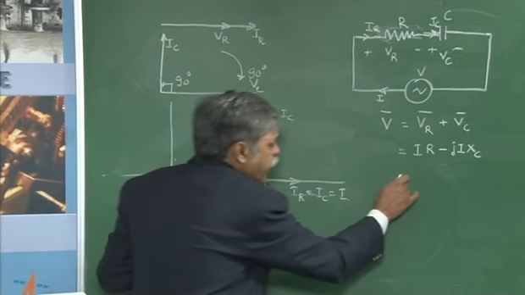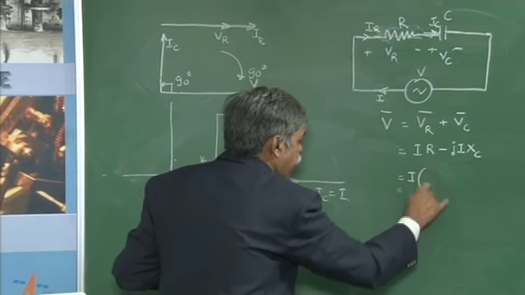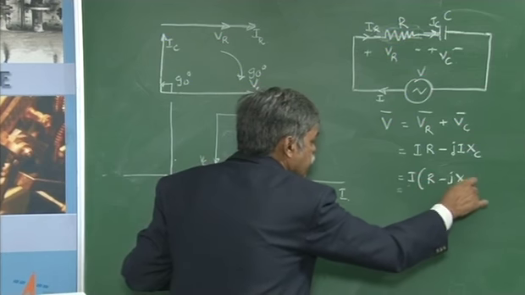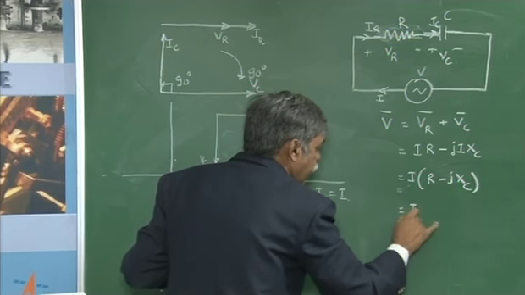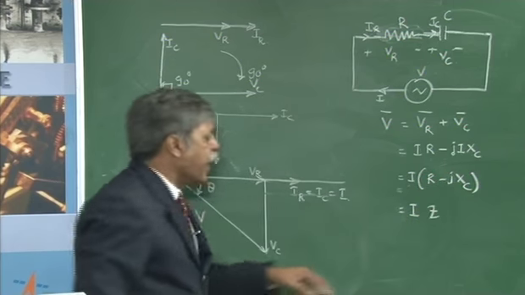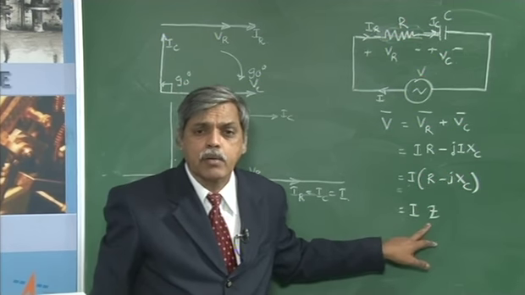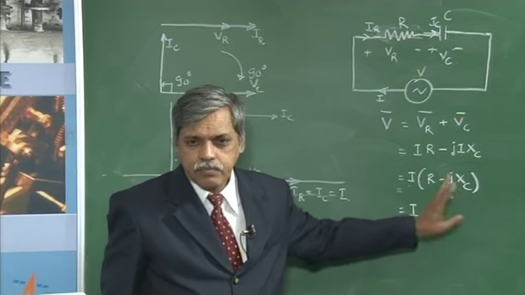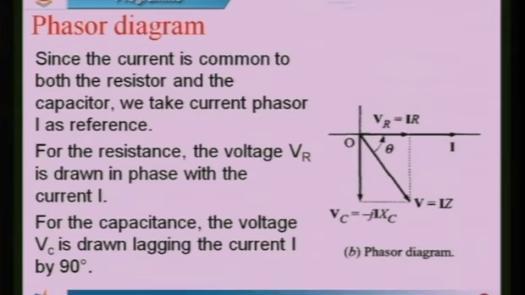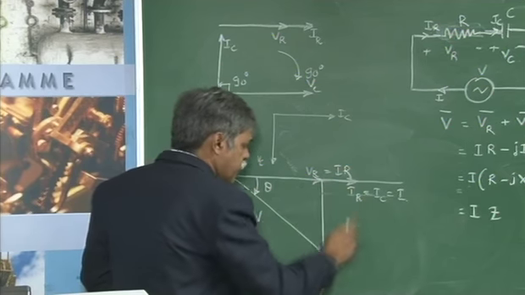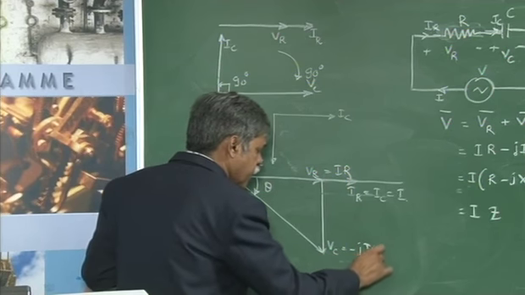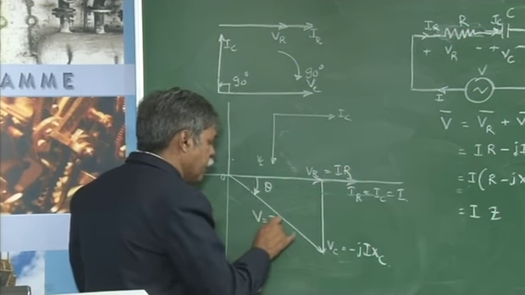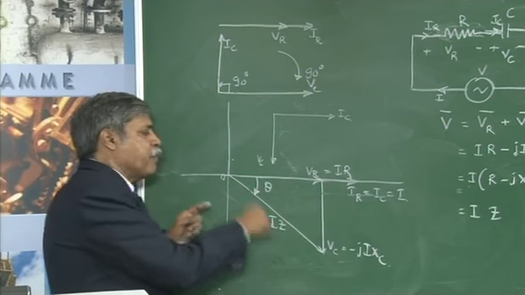Now, here if I take out the current as a common factor, I write here R minus J XC. So, I write again here I times Z. So, this Z is again the complex impedance, but this time the complex term in the impedance is because of the capacitor. So, this is the phasor diagram I represented here. The voltage VR is equal to IR, VC is equal to minus J I XC, V is equal to I multiplied by Z. Again I have an impedance triangle.